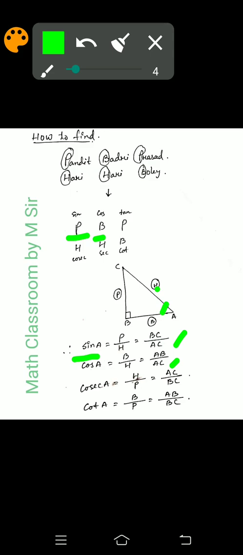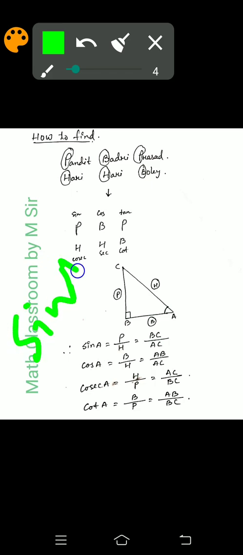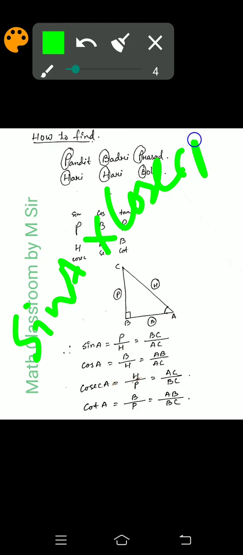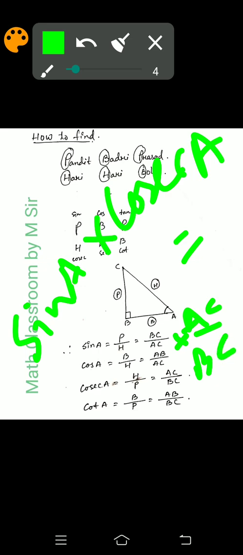Similarly, you can find the other trigonometric ratios. Now just see here. If we multiply sin A and cosec A, then what will we get? Sin A into cosec A equals sin A, which is BC by AC, into cosec A, which is AC by BC. So this BC will be cancelled out, AC will be cancelled out. So in the right side part, it will be 1. So sin A into cosec A equals 1.